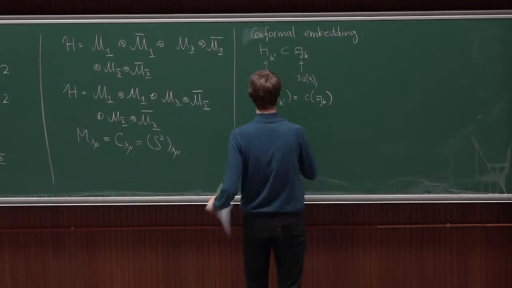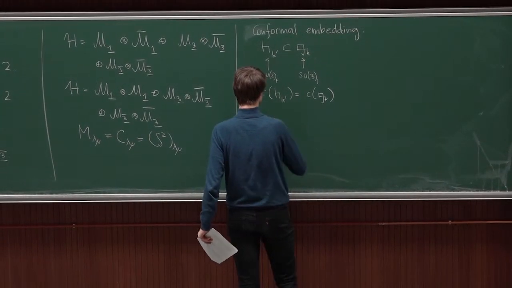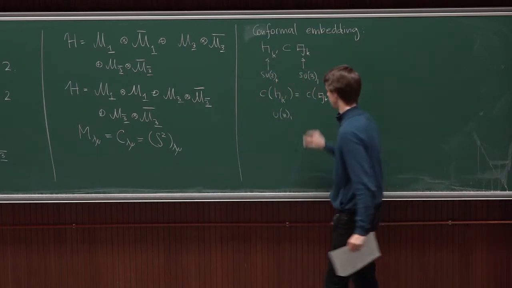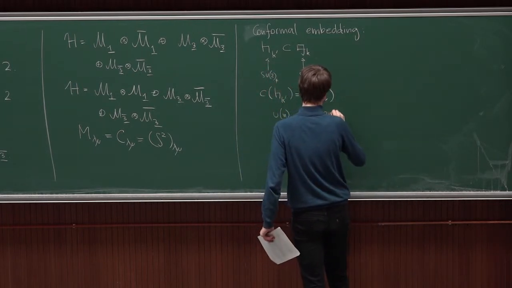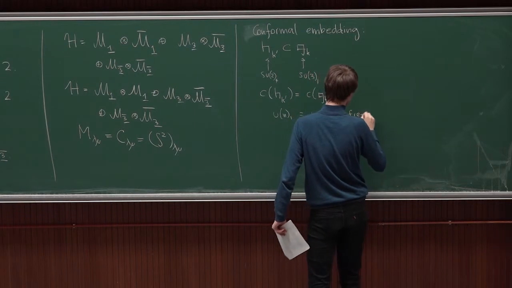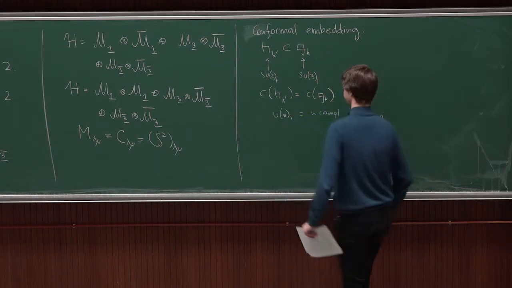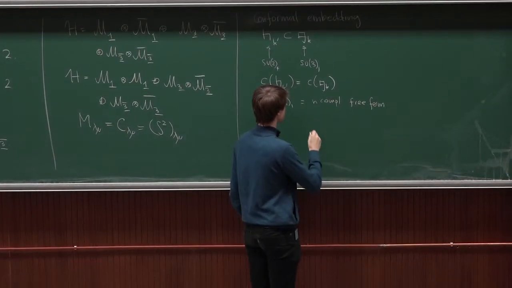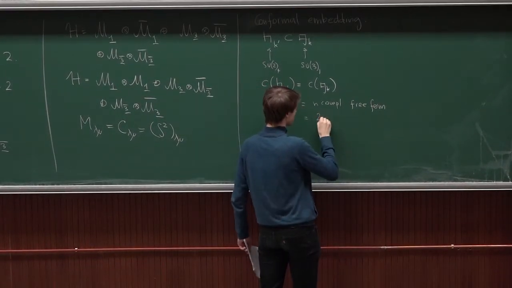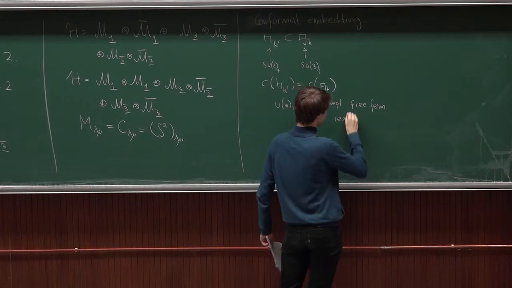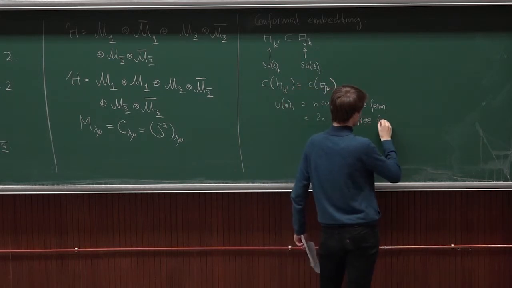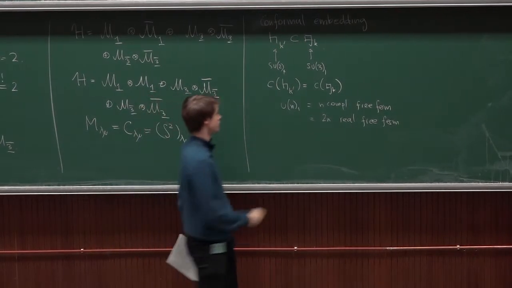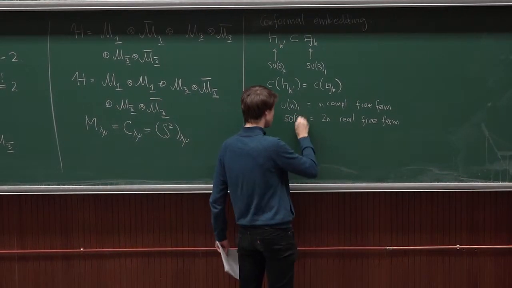Good, and this was one example of conformal embedding. We have actually seen also another example, maybe I can also mention. We have seen that SU(N) level 1 is N complex free fermions. But we have also seen that N complex free fermions are somehow also 2N real free fermions. And then I told you 2N real free fermions are however SO(2N) level 1.